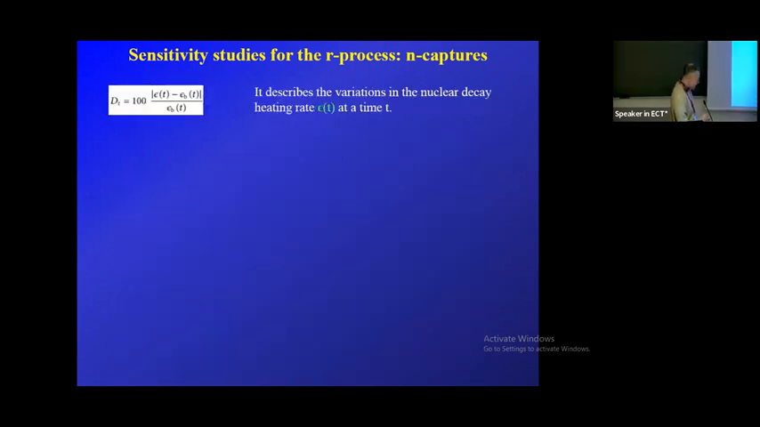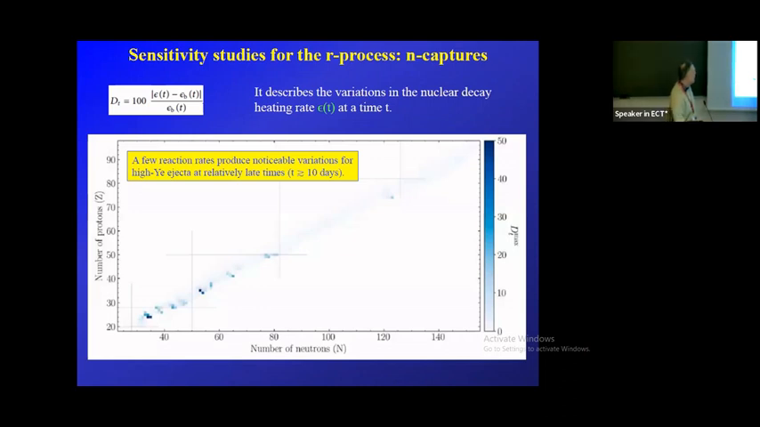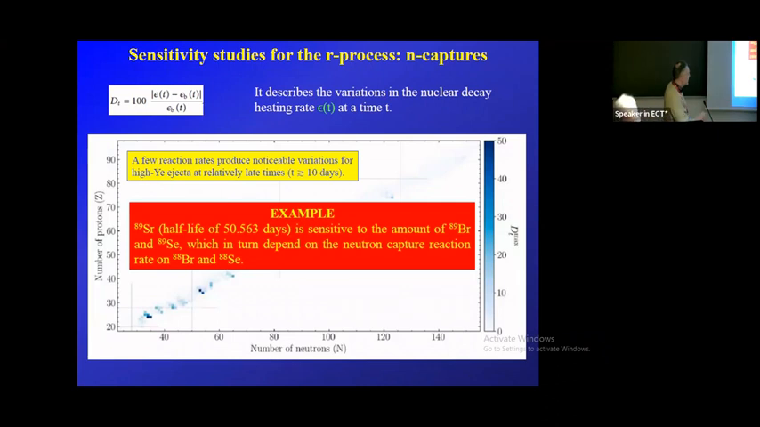Then we did the same for the light curves, and what we see is that there are a few reaction rates that produce noticeable variations for the light curve at relatively late times, larger than 10 days. And this is an example.